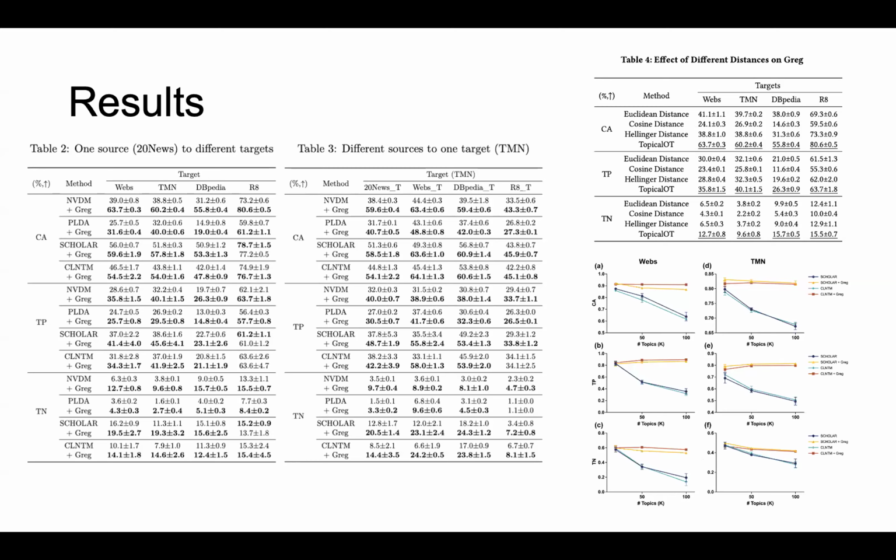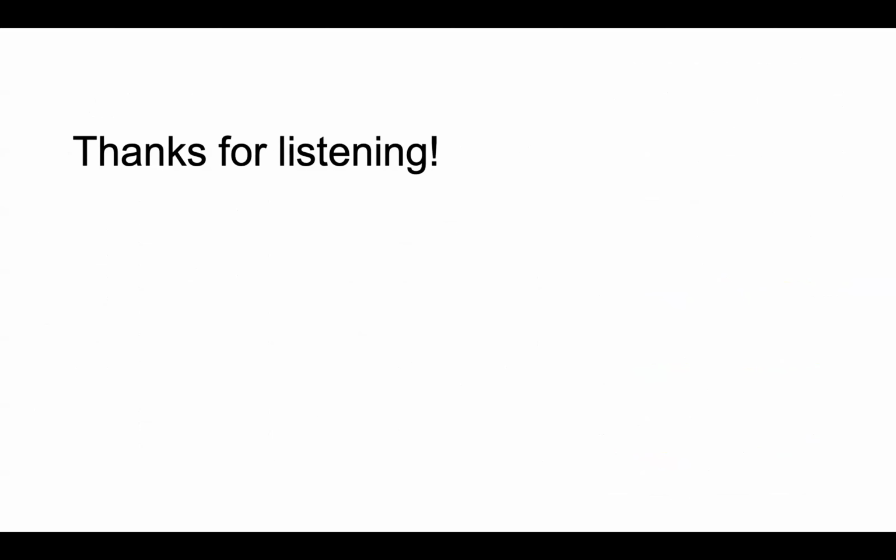And here's an ablation study. We try other distances instead of the topical OT, and we show better generalization ability. And here's another study where we change the experimental setting, the number of topics. We can also notice that we have stable performance when changing the hyperparameter. That's a quick talk on our work. Thanks for listening, and welcome any questions.